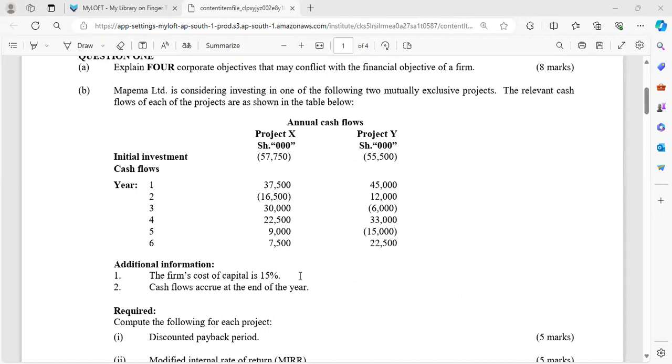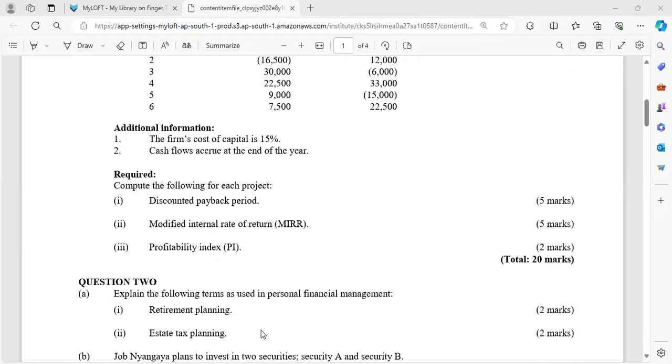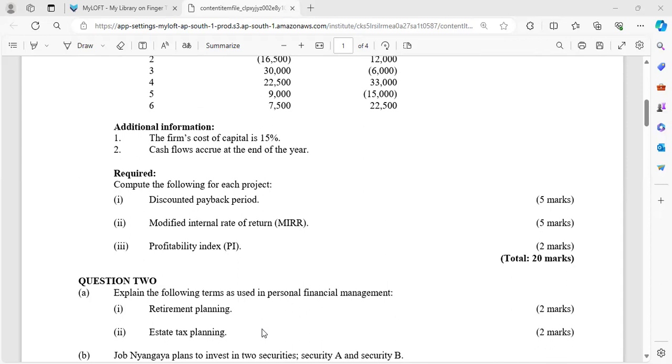Looking at the additional information, the examiner is saying that the firm's cost of capital is 15% and the cash flows accrue at the end of the year. The requirement is to compute, for each project: number one, the discounted payback period; number two, the modified internal rate of return; and number three, the profitability index. So how are we going to get our discounted payback period as our first requirement?